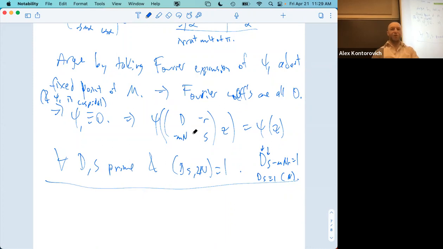Okay, so once you choose any D and any S, both of these are prime, they're multiplicative inverses mod N. So DS minus 1 is a multiple of N. When I divide by N, I get some number. Take any factors of that number, and you can find these.